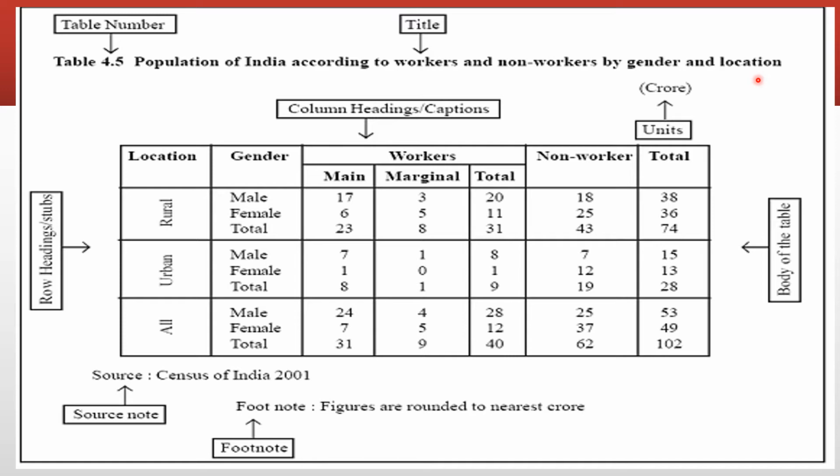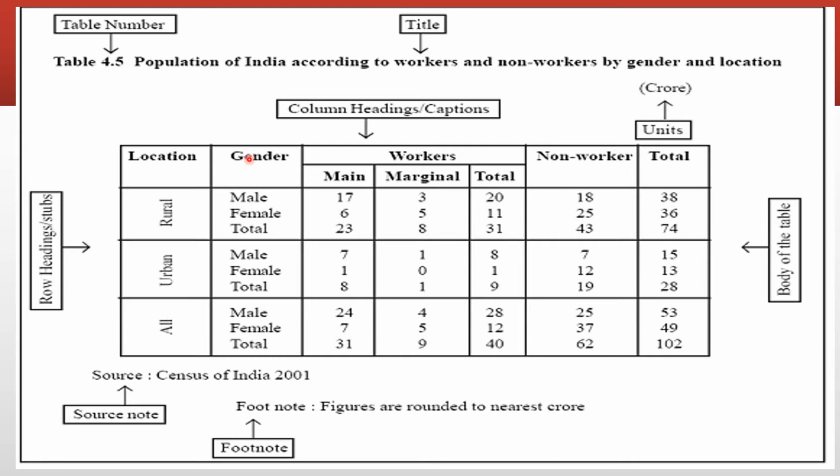So as brief as we can be, we should have the title stated in this way, which indicates to us not only what the table is speaking about broadly, but also the sub headings that we are looking at. So here we have the column headings. Now the column headings are also known as captions. So we have column headings location, gender, workers, which again is divided into subheadings here, main, marginal, and total. We have another caption here, non-worker and total.